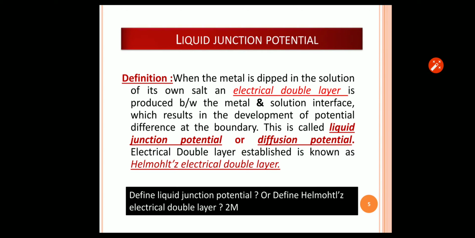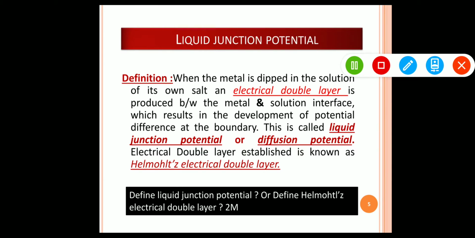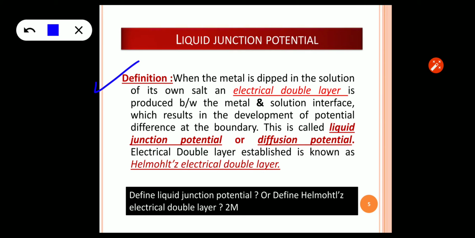So, let us define liquid junction potential. When a metal is dipped in the solution of its own salt, an electrical double layer is produced at the metal and solution interface, which results in the development of a potential difference at the boundary. This is called liquid junction potential or diffusion potential, and the electrical double layer established is also known as the Helmholtz electrical double layer. This is a probable question asked in the examination: define liquid junction potential or define Helmholtz electrical double layer.